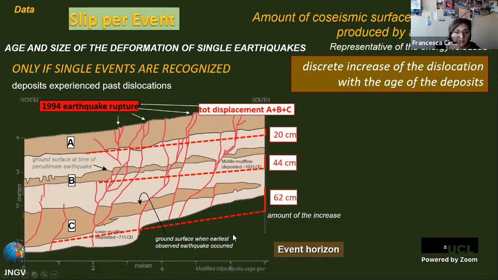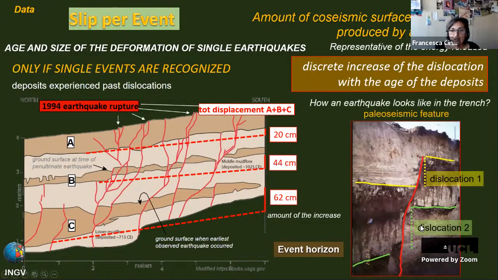So the deposits experienced past dislocation, and our slip per event is the amount of the increase. Where we observe this discrete increase, we can set the ground surface at the time of the event, which is called the event horizon, the ground surface at the time of the event occurrence.